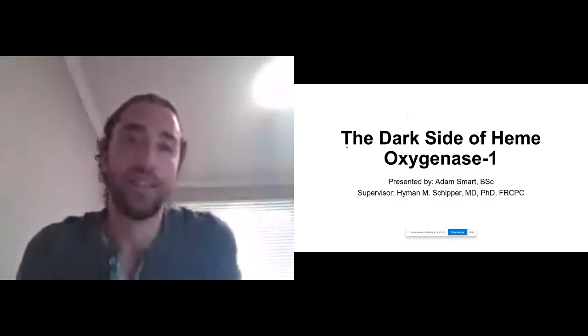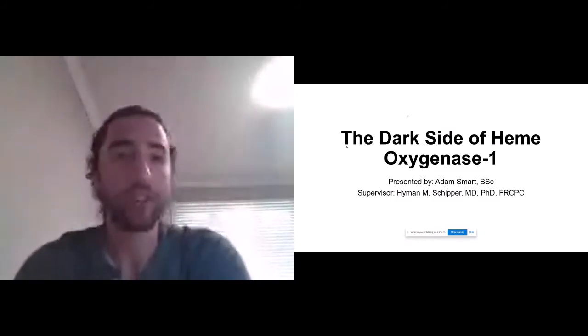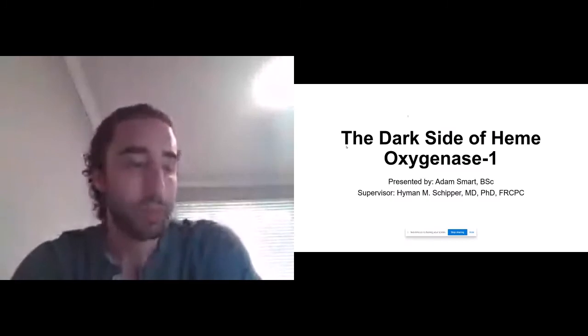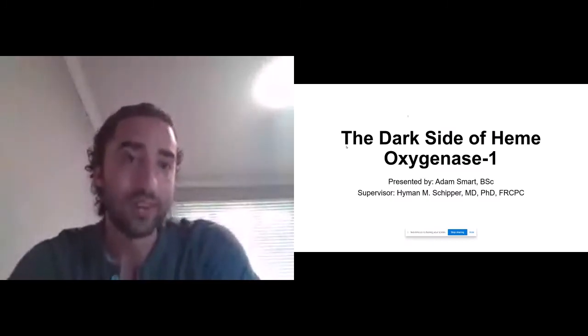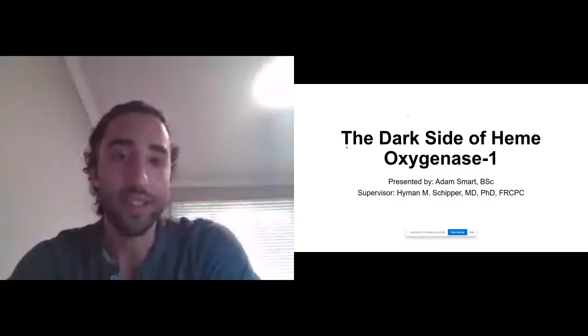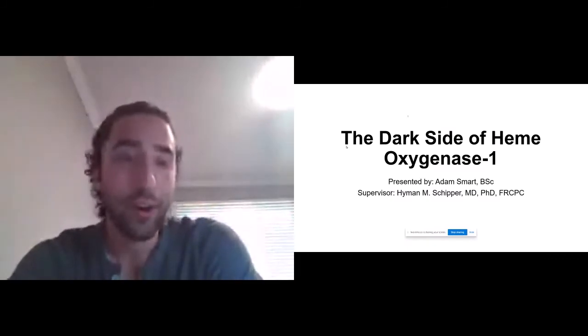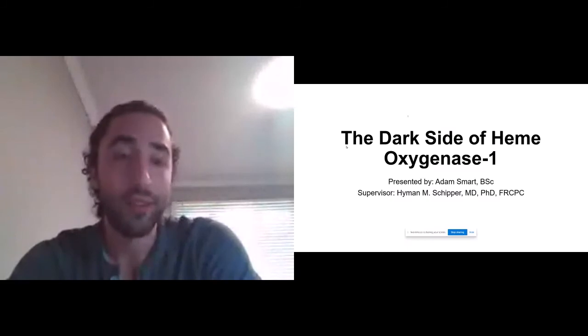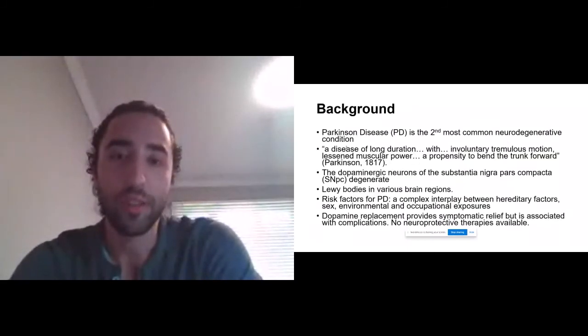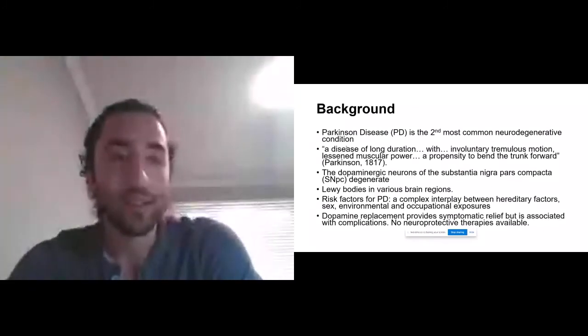Parkinson's disease is the second most common neurodegenerative condition. James Parkinson was the first to describe it, calling it a disease of long duration with involuntary tremulous motion, lessened muscular power, and a propensity to bend the trunk forward. The hallmarks of Parkinson's disease are, firstly, the degeneration of dopaminergic neurons in the substantia nigra pars compacta. Secondly, there is formation of Lewy bodies in various brain regions.